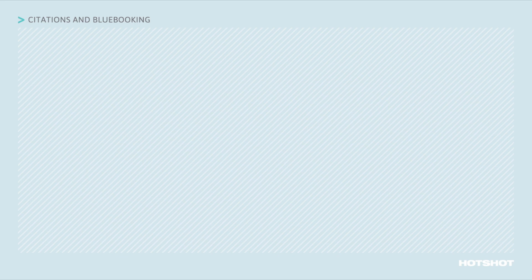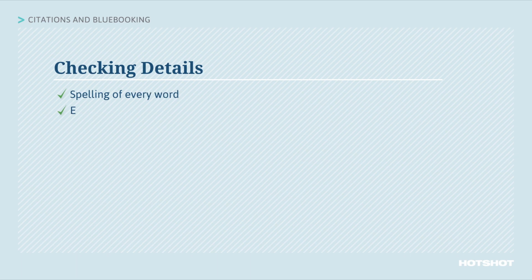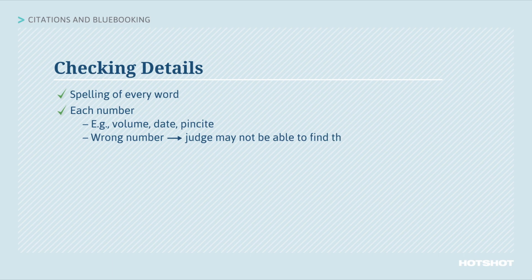And finally, check the other little details. The spelling of every word, each number, like the reporter volume and the date, and the pin cite. If you cite the wrong number for the case reporter or pin cite, the judge might not be able to find the case or the portion you want them to see. This can be frustrating for the court. They'll have to disregard what might be important authority because they can't review it.